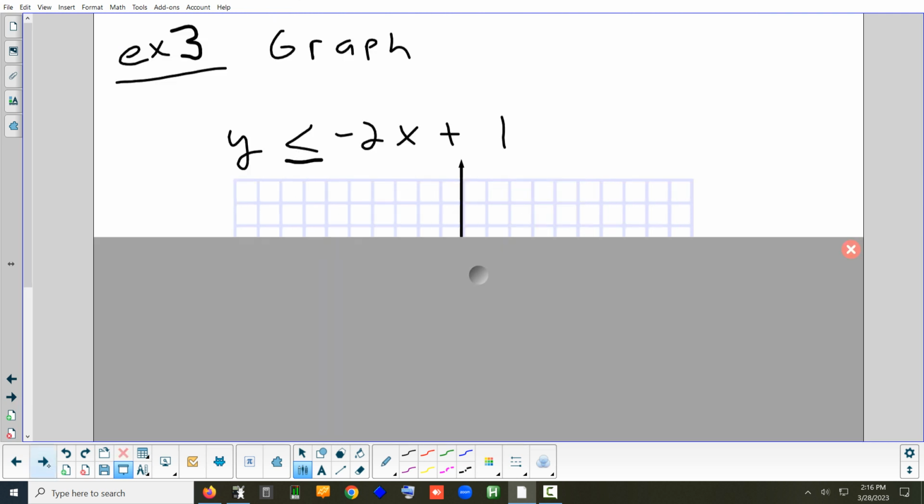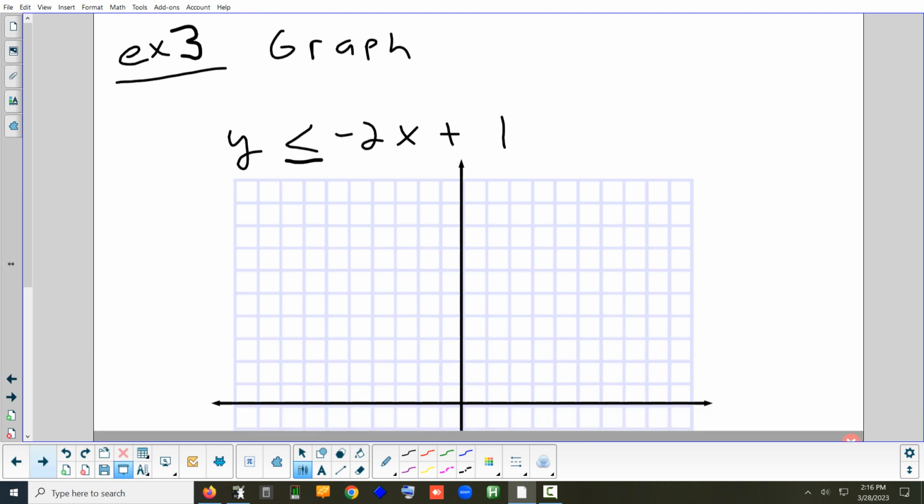All right. Why don't you guys take a second and see if you can do example 3. So it's y is less than or equal to negative 2x plus 1. So use the table under the regular cases, and if you get stuck, just let us know, and we'll come over and help.